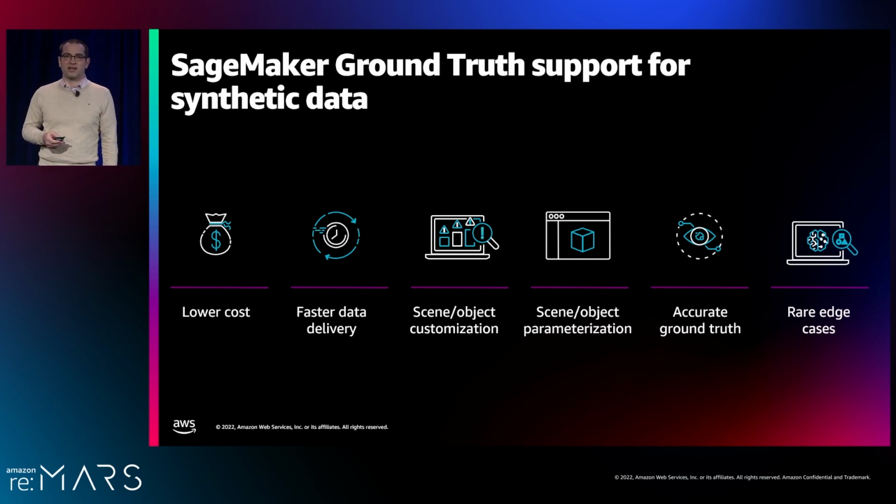We can set up specific situations to optimize your ML training outcome with our scene and object customization. Our scene and object parameterization generates variability in the large data sets using controlled randomization. With synthetic data generation, the simulation engine has complete information about the objects within the scene, so we can generate the highest accuracy of ground truth available.